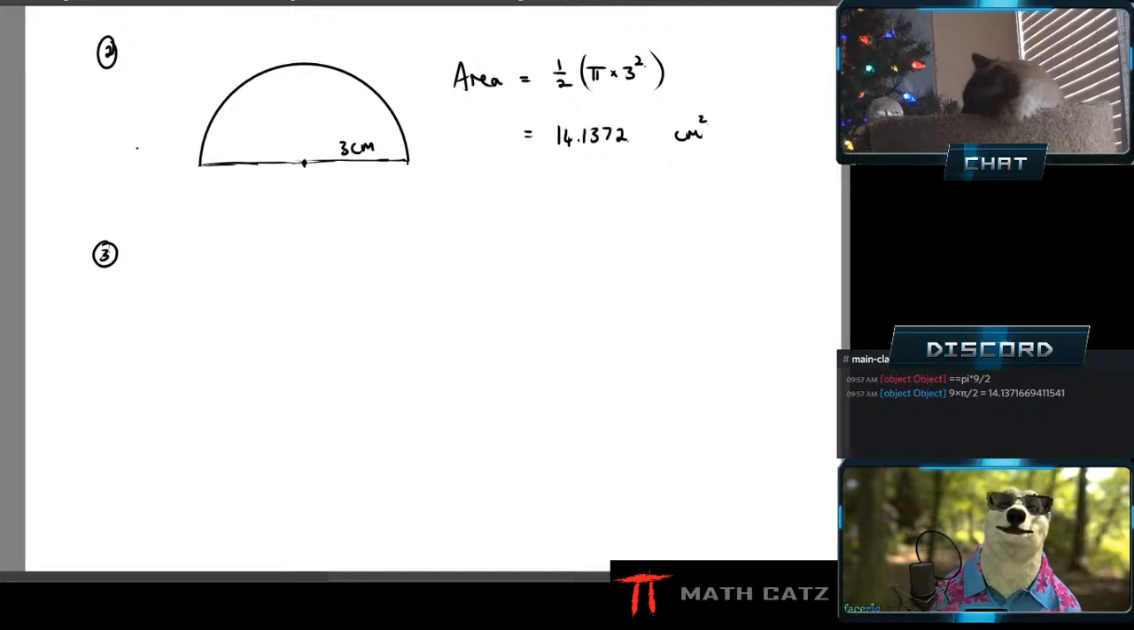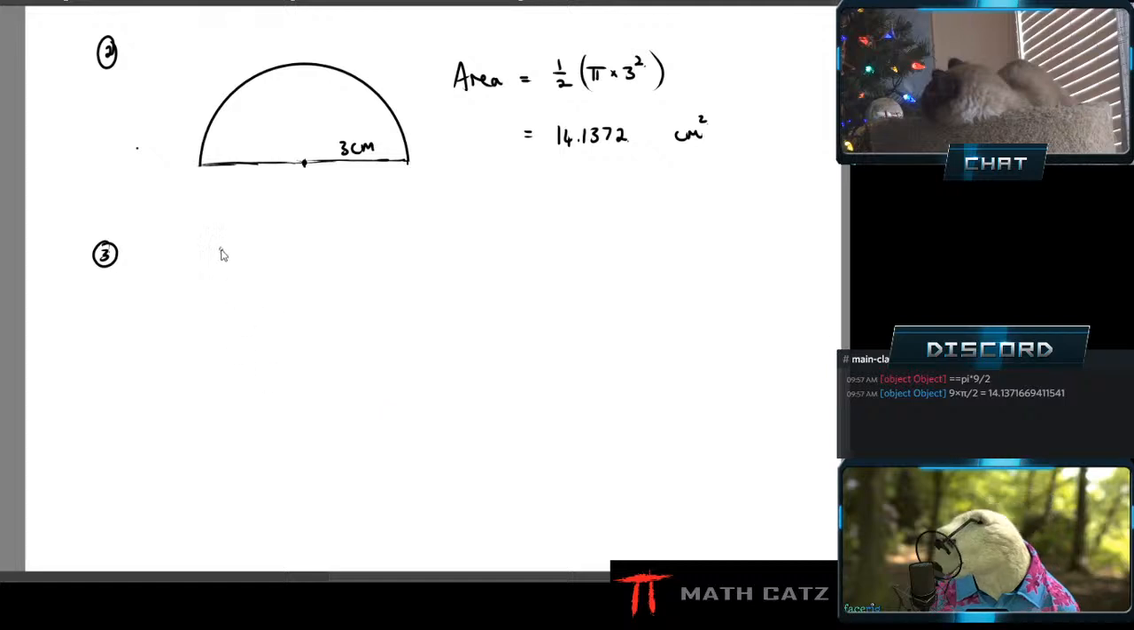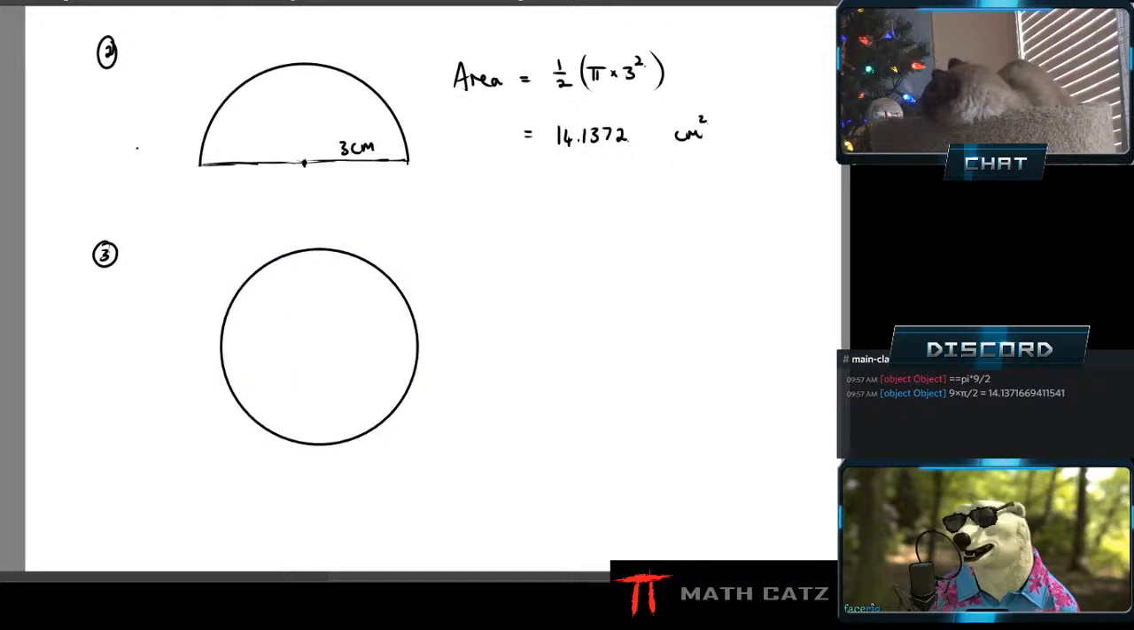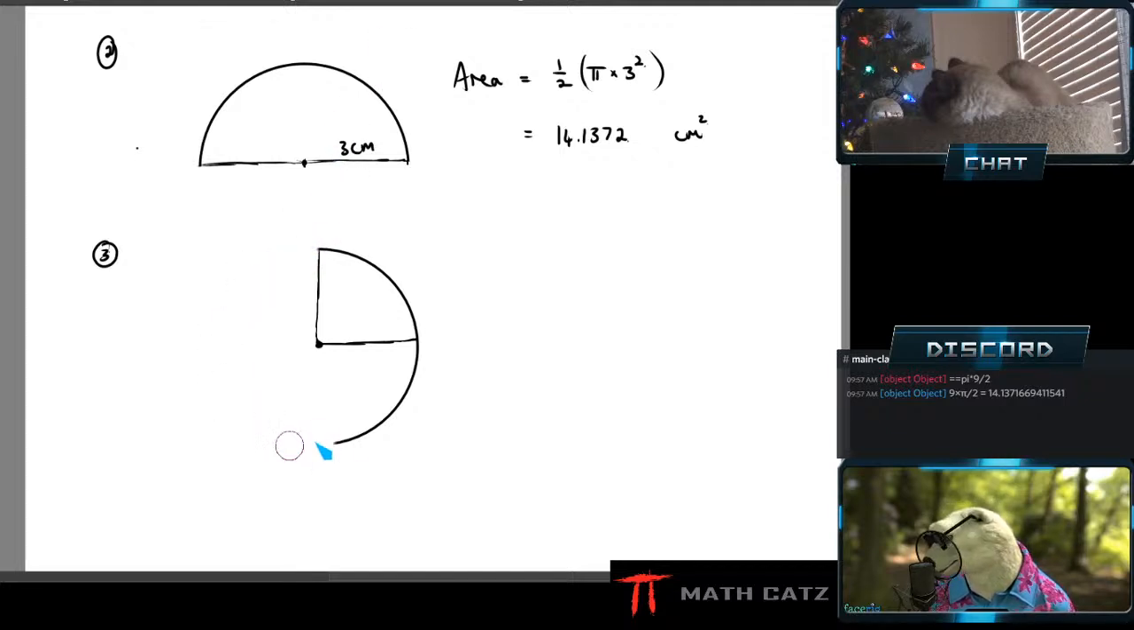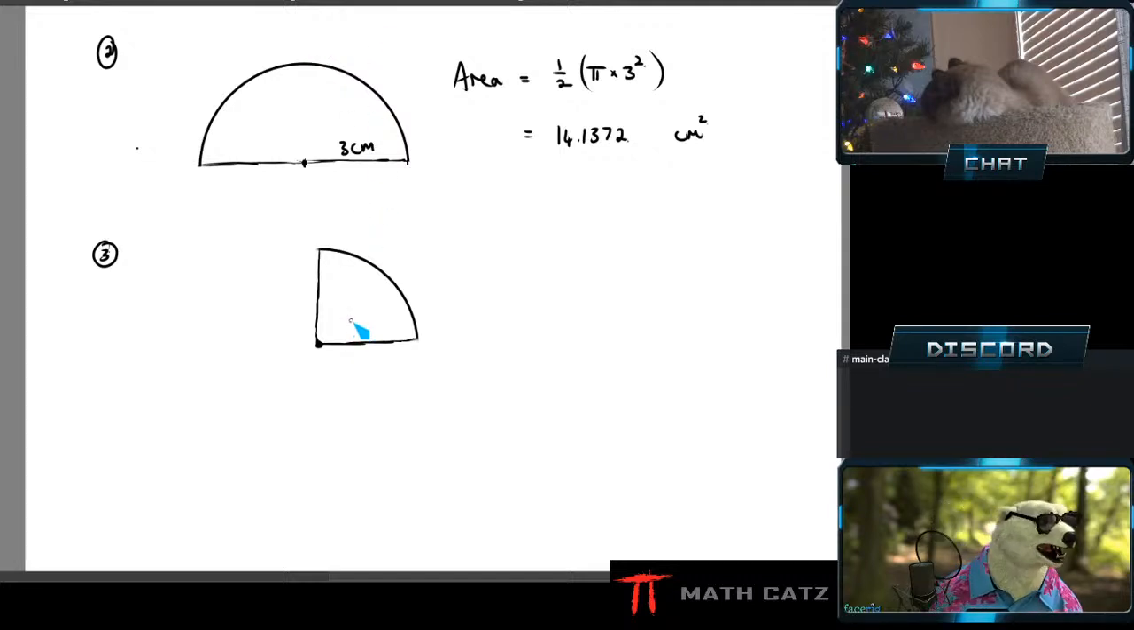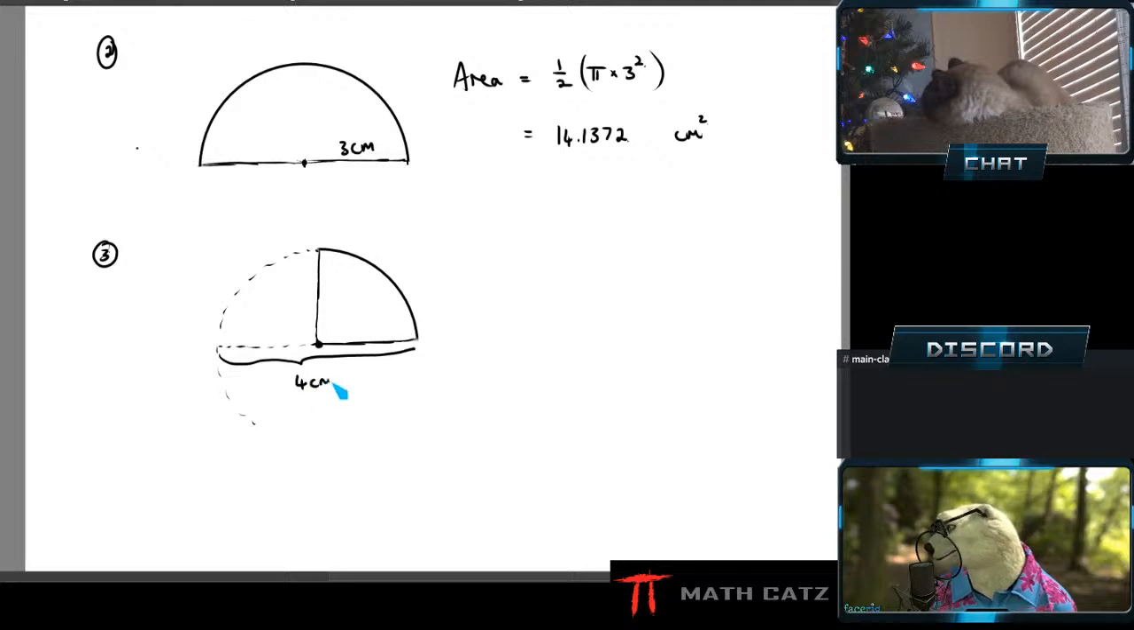Make it more exciting. A quarter circle. Let me draw a full circle. Then I will erase the part I don't want. Let's put the center over here. I'll just make this bigger. There we go. So our radius is, oh no, the diameter. If I did have the circle all the way around, the diameter is 4 centimeters. So I'm only interested in this little guy.